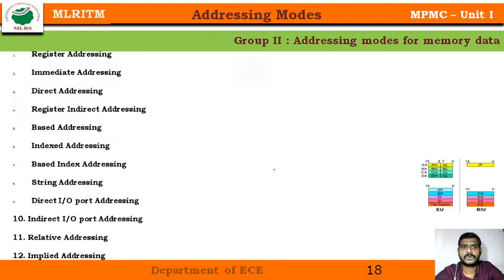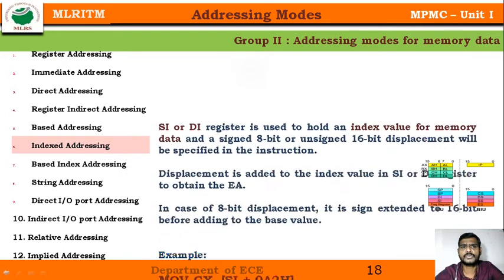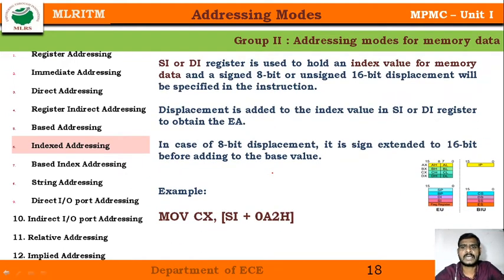Then we'll go for the indexed addressing mode. The difference from the previous one is that here we use an index register as the offset value. To store the offset value, I am using one of my index registers. I have the source index and the destination index. These registers hold the index, that is, the offset value. Here in the example, it is SI comma 0A to H. Again, I'm using an 8-bit displacement here.